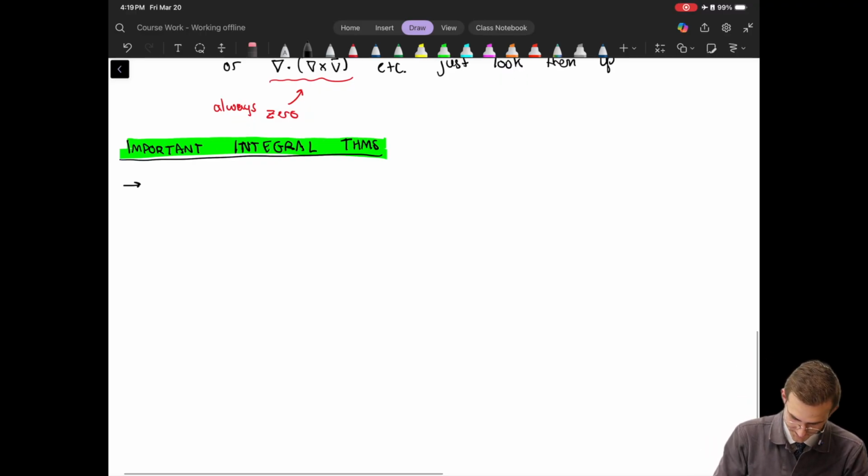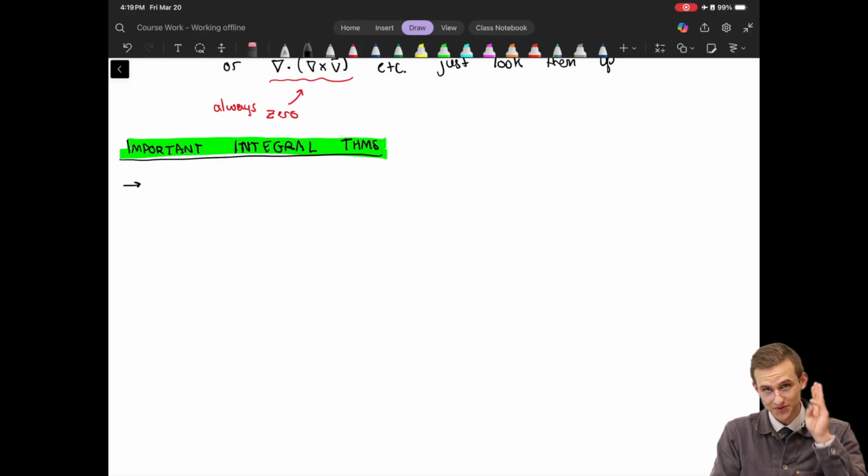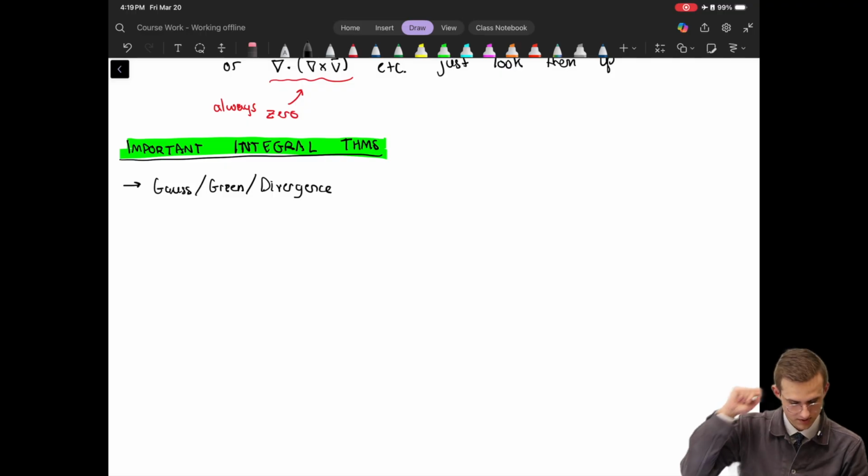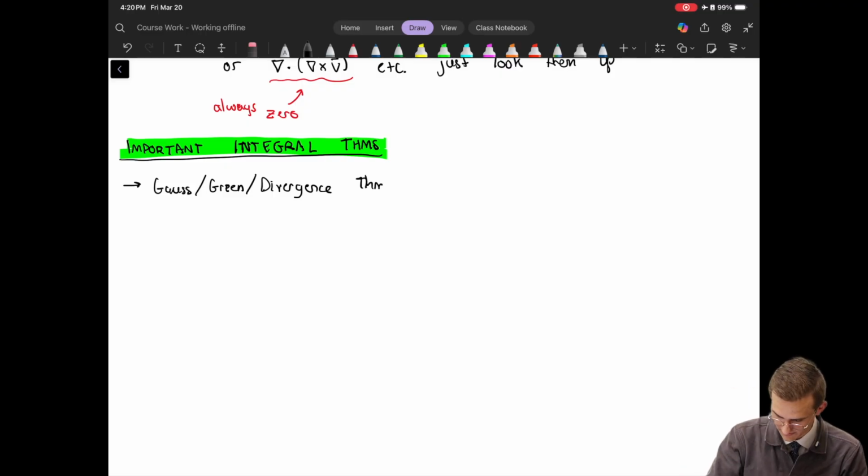But the first one is a theorem that actually has 3 names. So if it has 3 names, it's important, right? Sometimes it's called Gauss's theorem, or the Gauss theorem. There's another name for it called Green's theorem, or the Green theorem. And then people also just call it the divergence theorem, I guess because they were fed up with it being sometimes called Green or Gauss.